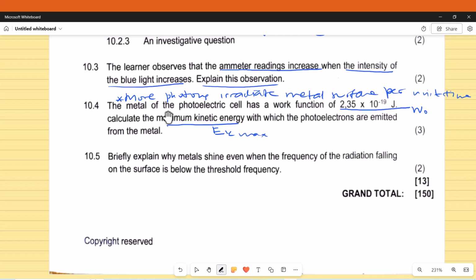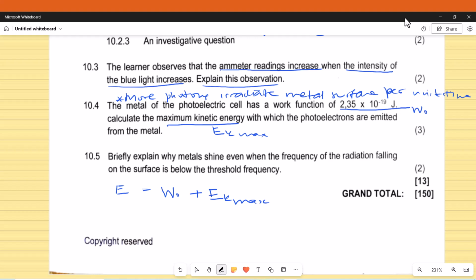All right, so what do we use to do our calculation here? From our equation, remember the incoming photons have got energy E. That energy E is divided into two. The first part is taken as the work function, and the remaining energy is responsible for the maximum kinetic energy of these photoelectrons.